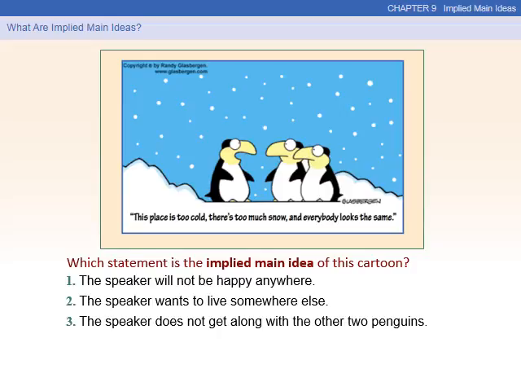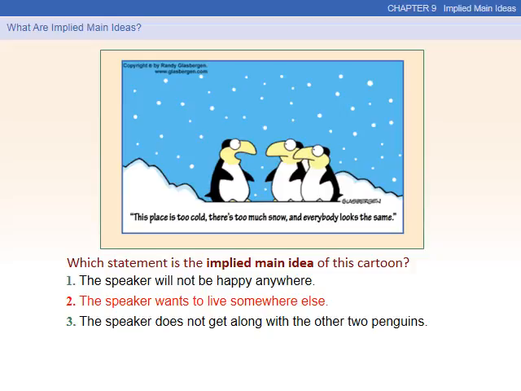So let's look at possible implied main ideas. The first one: the speaker will not be happy anywhere. Well, there's not enough information for us to make that guess, because all we know is that the speaker is not happy where he or she is right now. The speaker wants to live somewhere else. That makes sense. The speaker is complaining about the place that he or she is in now, so it makes sense that he or she wants to go somewhere else. The speaker doesn't get along with the other penguins. There's no information in this picture to prove that they don't get along. So the answer, of course, is 2.